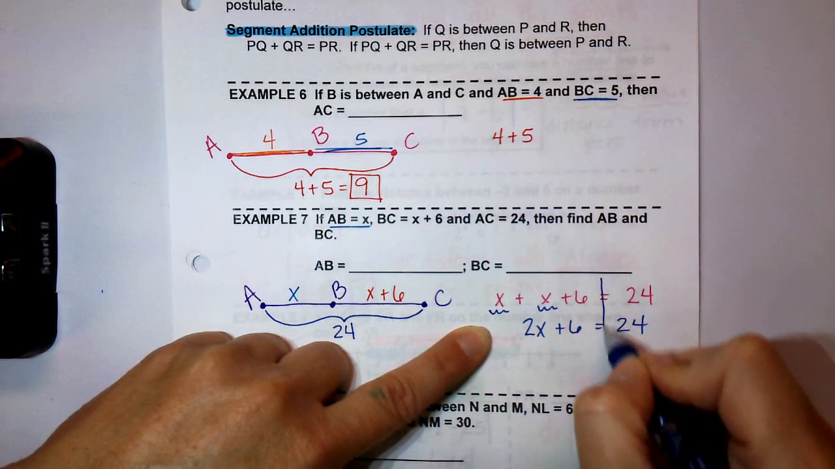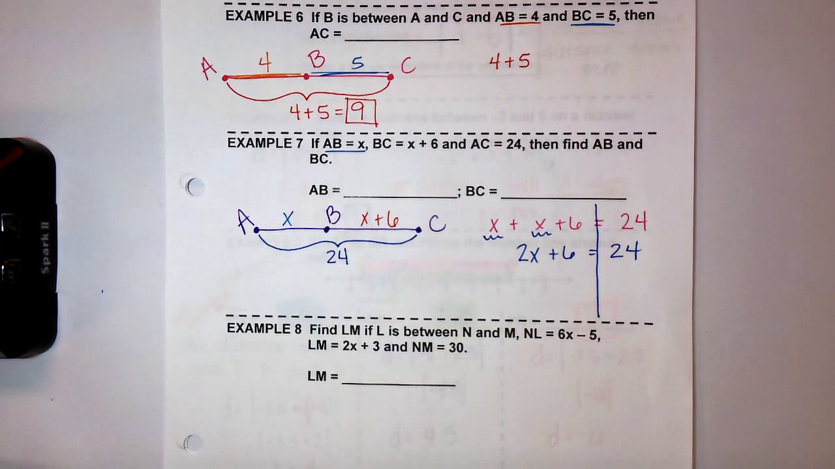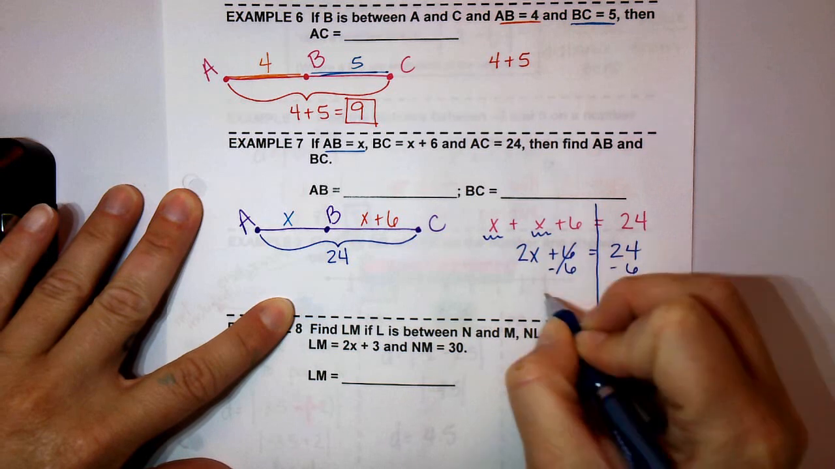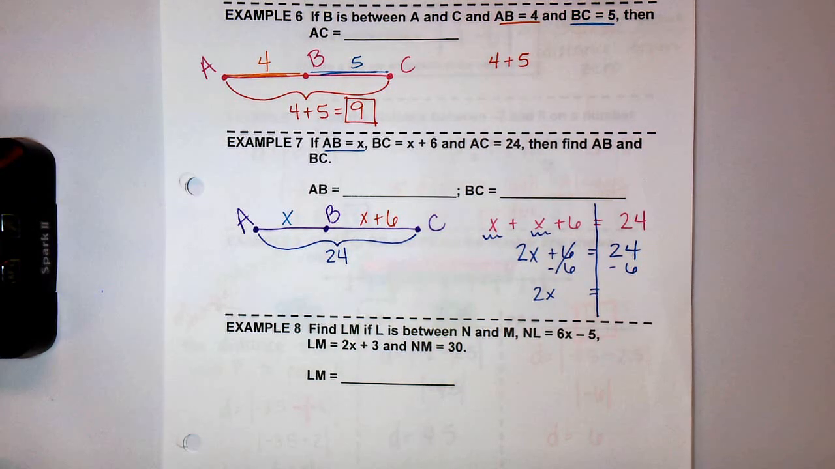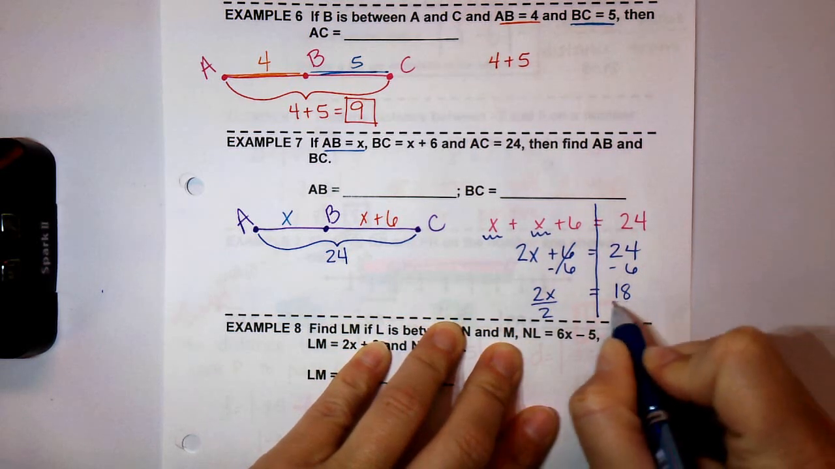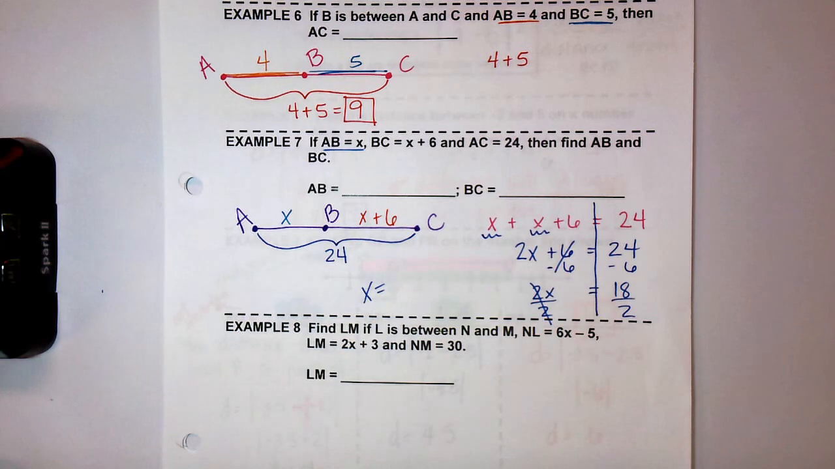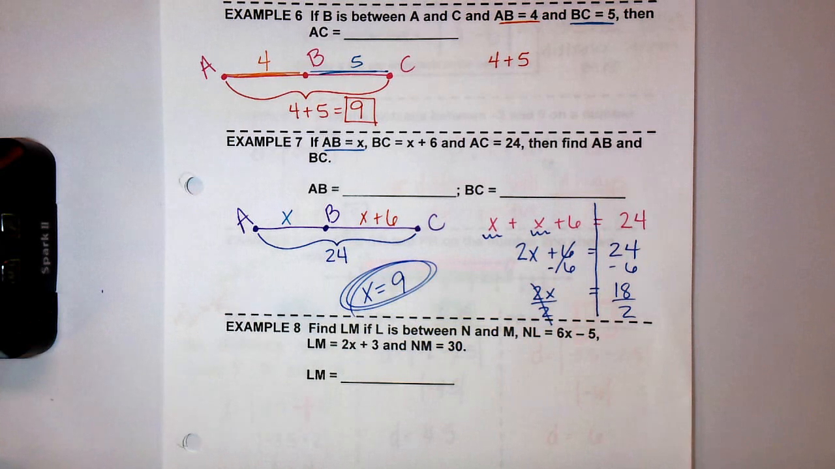How many of you like to draw that line? Do they still teach that? Okay. Draw that line if you need to. Now what am I going to do? Subtract 6 from both sides. Good. 2X equals, and no mental math for Miss Shupak. What's 24 minus 6? 18. And then divide by 2. What's 18 divided by 2? All right, so X equals 9. Am I done? No.